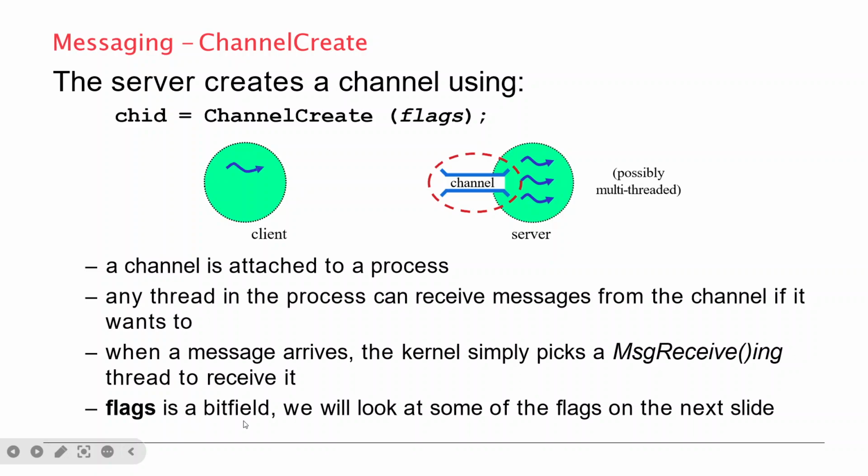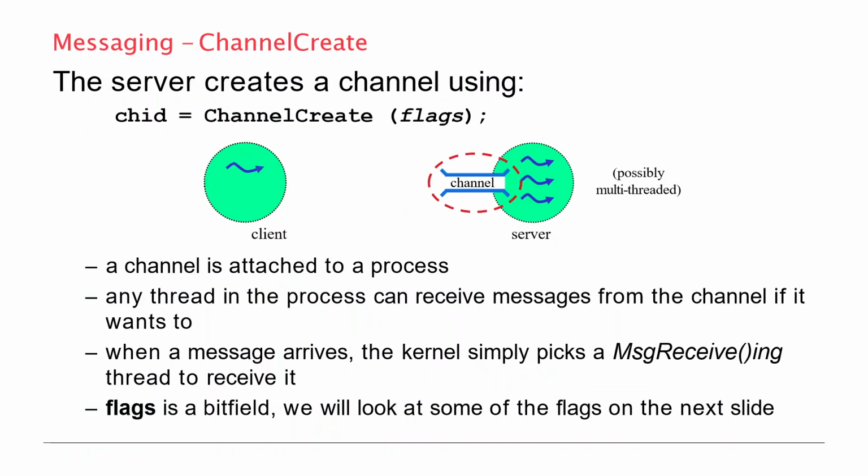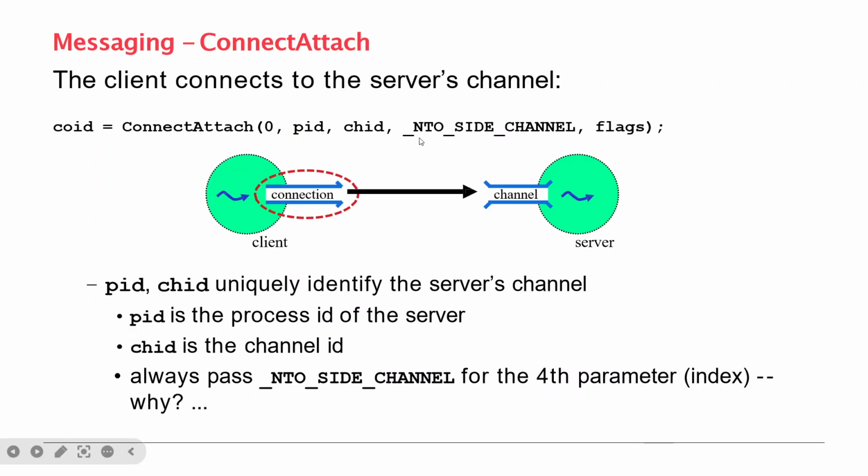Flags is a bit field. We will look at some of the flags on the next slide. These are some of the channel create flags: NTO CHF private, NTO CHF coid disconnect, NTO CHF disconnect, and NTO CHF unblock. So the server creates a channel using channel create with flags.